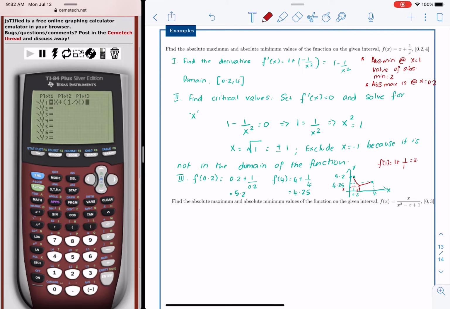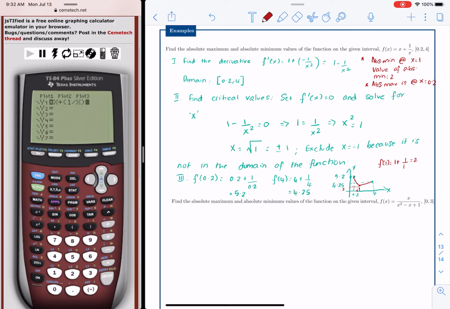x squared minus x plus 1 squared, v u prime minus u v prime. And that would give us x squared minus x plus 1 minus 2x squared plus x divided by x squared minus x plus 1 squared. The x's would go away. I could combine the x squared and negative 2x squared. That would give me 1 minus x squared divided by x squared minus x plus 1.